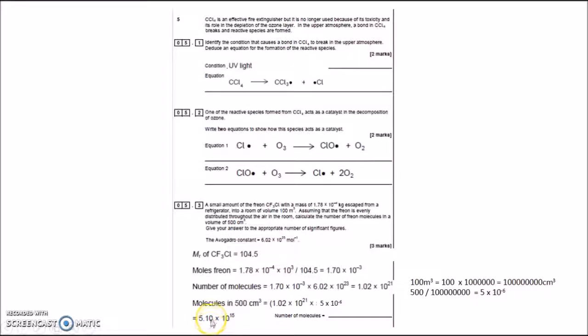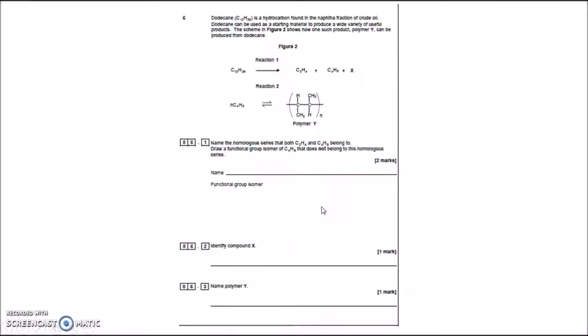1, 2, 3. A 0 to the right of other numbers counts as a significant figure. If it's over to the right hand side here, it counts as a significant figure. 5, 1 and the 0 counts. 1, 2, 3 significant figures. That now matches.